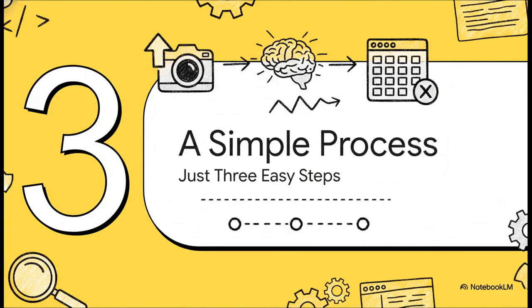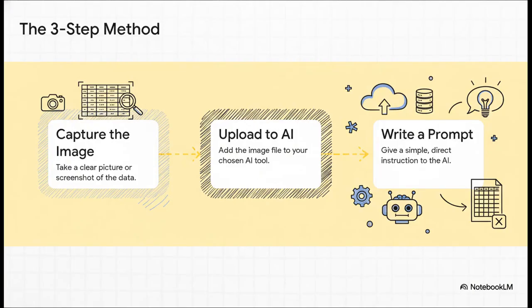And here's the best part. This isn't some crazy technical thing you need to be a programmer to do. Nope. It's a super simple 3-step process that literally anyone can follow. Let's walk through it. It really is this easy. Step 1, just get a clear picture of your data. You can take a photo with your phone or just grab a screenshot. Step 2, upload that picture into an AI tool. And step 3, you just ask it what you want it to do. That's it. It's really that straightforward.